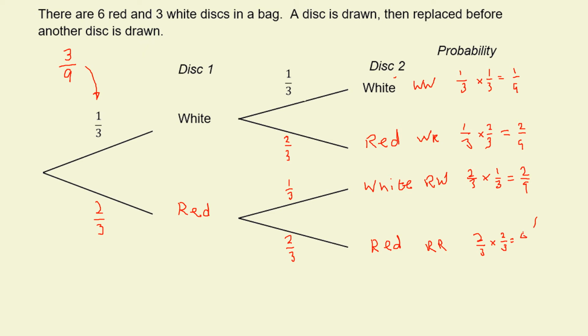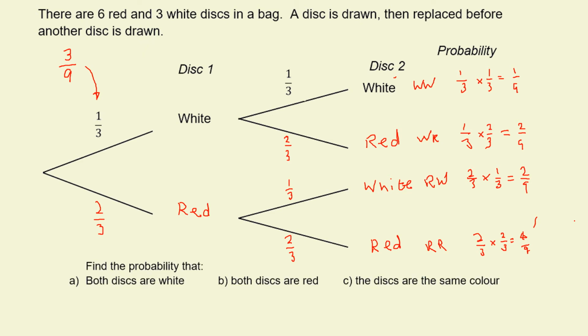Okay, 4 ninths. Right, let's see what questions it's asking us. So once we've filled in the diagram, then we think about how we use the question. Probability both discs are white. What's that from there? White and then white. 1/9. Yep, okay. So 1/9 that they are both white. What's the chance that they're both red? 4 ninths. Yep, there is 4 ninths.